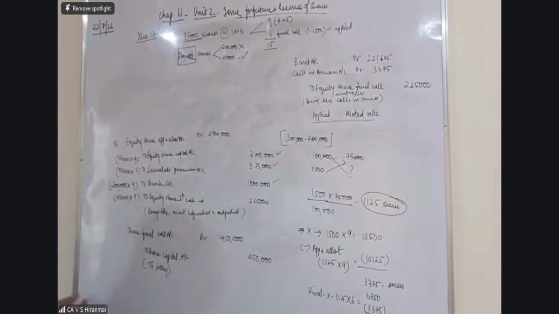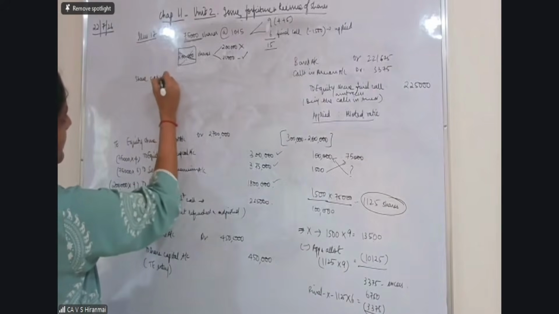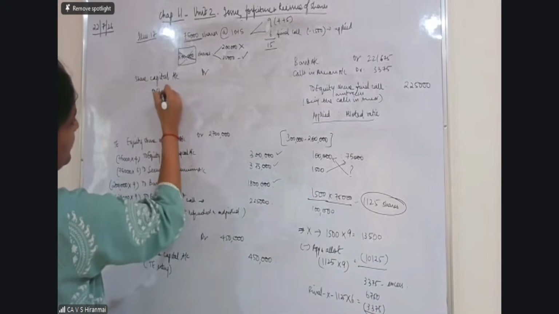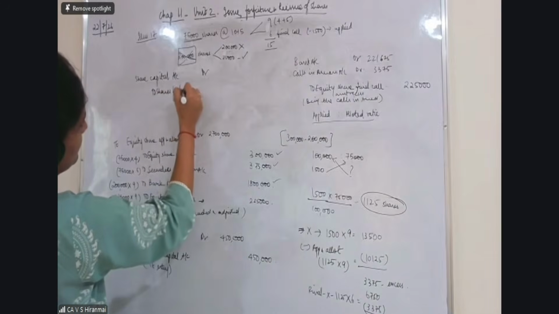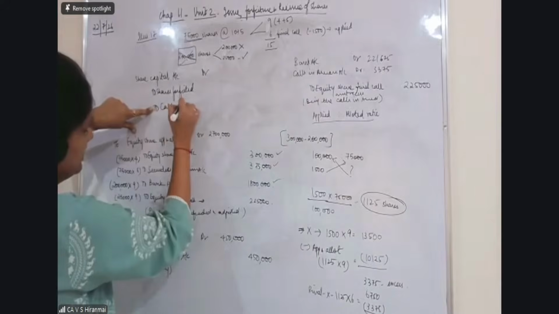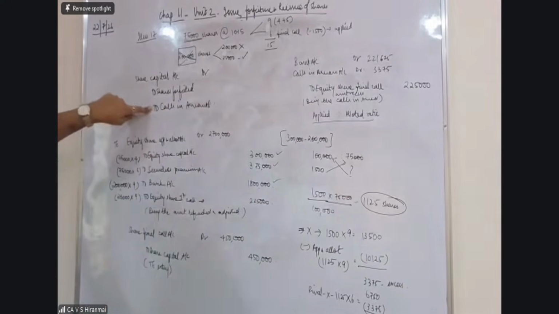What is the forfeiture entry for Mr. Raj? It is the same thing. Share capital account debit, two shares forfeited, two calls in arrears. Okay, two calls in arrears.